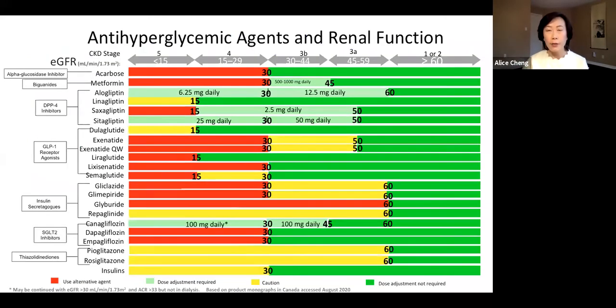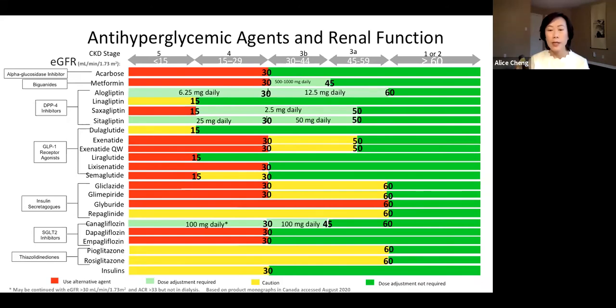Hence, figures like this have been created, and you've all seen something like this. This gets updated periodically as product monographs are adjusted. This is looking at the spectrum of eGFR from left to right, so sort of dialysis through to completely normal renal function. And then the different lines represent different agents within different classes.